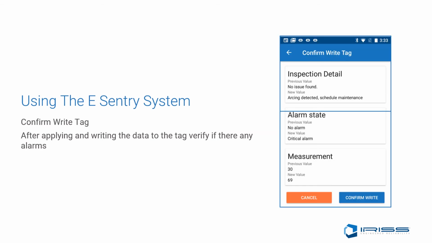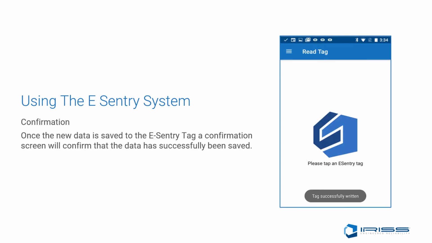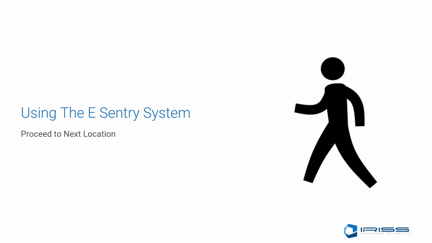So you need to confirm or write the tag. So after applying and writing the data to the tag, verify if there are any alarms. And then we're at the confirmation. So once the new data is saved onto the E Sentry tag, a confirmation screen will confirm that the data has successfully been saved. Once confirmation has been received that it's been saved, you then can proceed to your next location.